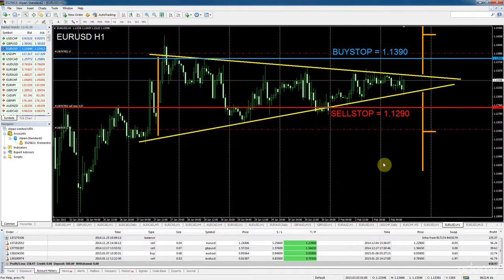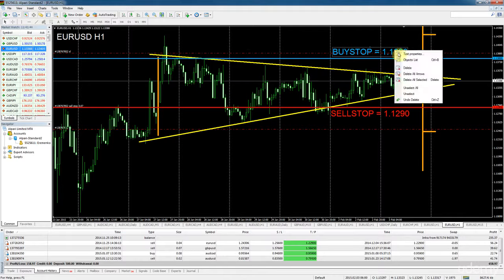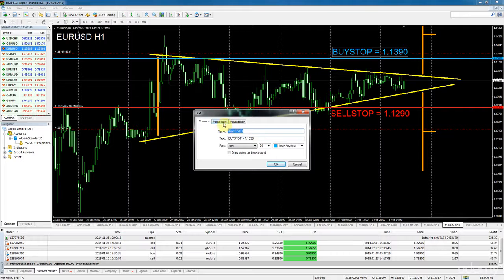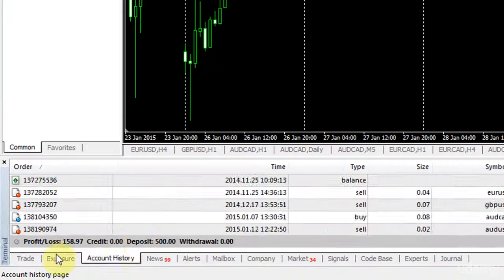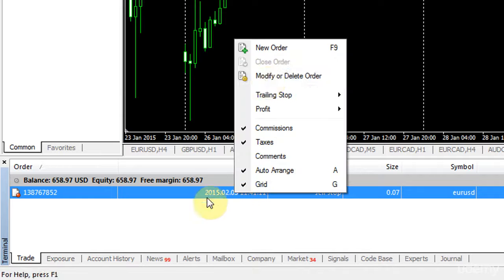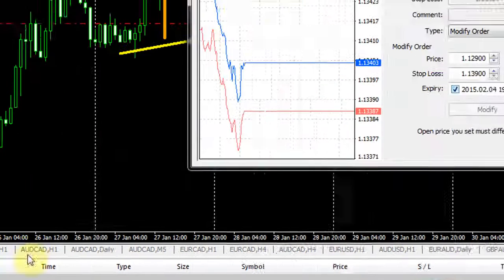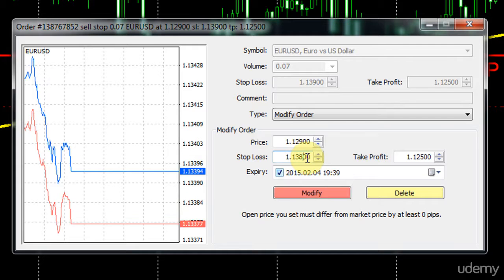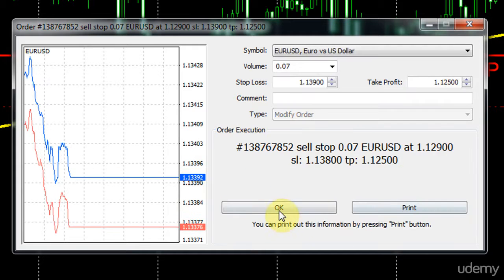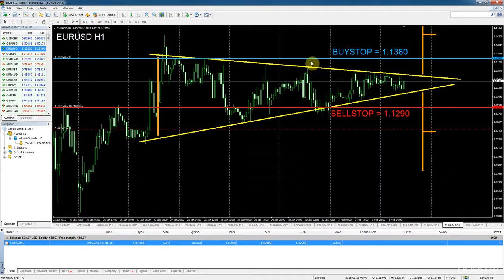Actually, I think I set the stop loss at the wrong price, so this price should have actually been 80, not 90. We'll just quickly correct that. If we go to trade and we modify, this is how you can modify pending orders, and your stop loss should be just adjusted over here. It's very simple. Click modify, okay. So the stop loss is now hiding behind that blue line.